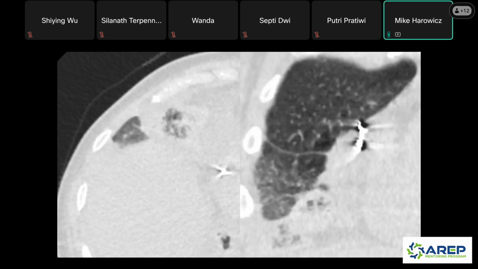So let's talk about some possibilities, right? Do we think this is an infection? I would say probably not. Very focal, and the patient doesn't have any infectious symptoms, right? No fever, no cough, sputum, anything like that. So possible, but I would say less likely.